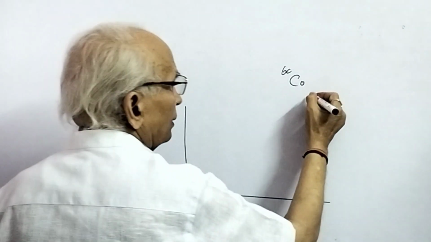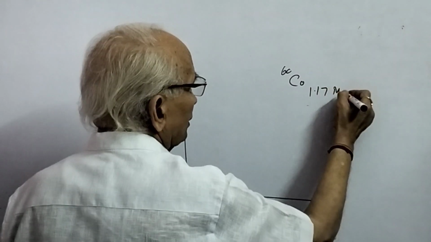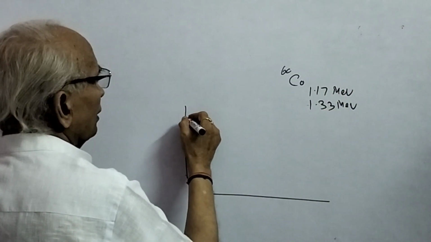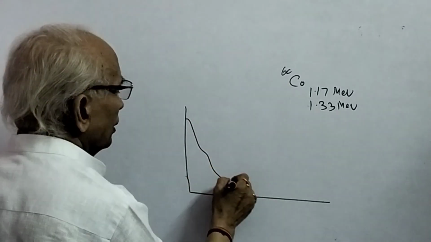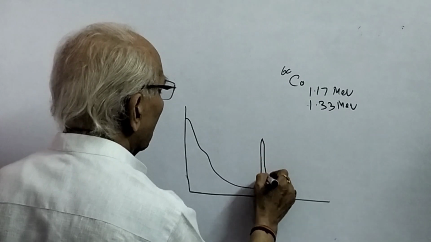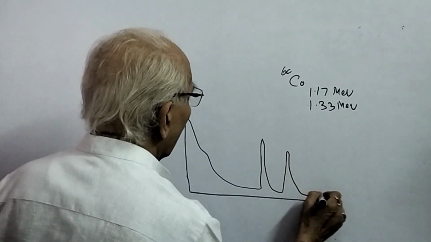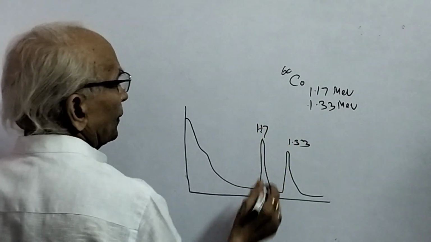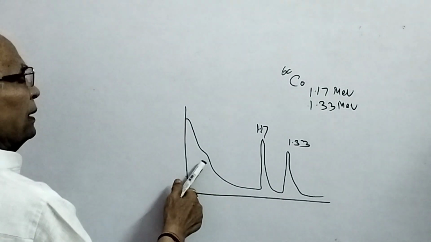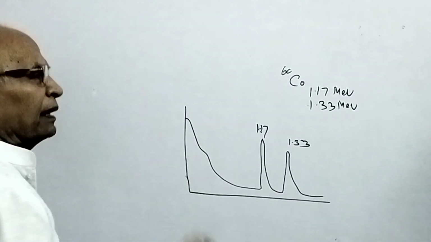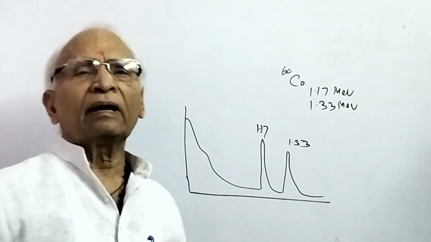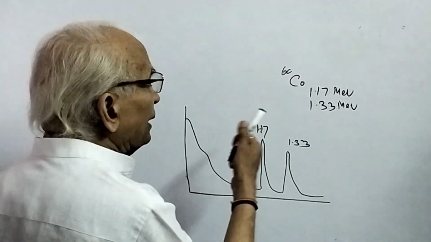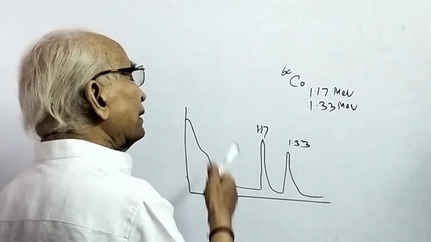This gives 2 gamma rays, 1.17 MeV and 1.33 MeV. These are the two gamma rays, 1.33 and 1.17. These are photo peaks. This is a Compton region, this is a backscatter region, and the X-ray is not visible. It is lost in the amplifier noise. So like this we can see how many gamma rays are coming out, and we can identify each gamma ray.